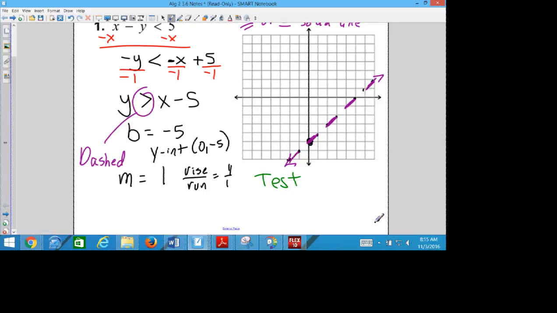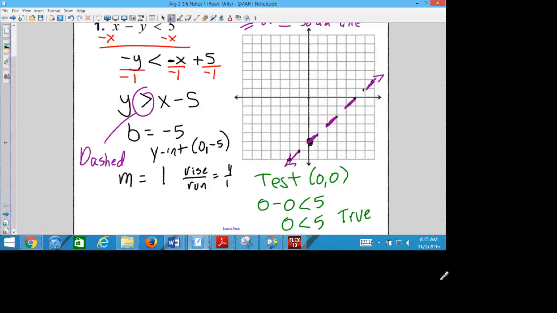0, 0? Why'd you pick 0, 0? Because it's easy to plug in, right? If you can pick 0, 0, go for it. If the line goes through 0, 0, you can't pick it. So I'm going to test the point 0, 0. We test that by plugging it into the original equation, which is x minus y less than 5. So we do 0 minus 0 less than 5. So we do 0 less than 5. Is that true or false?